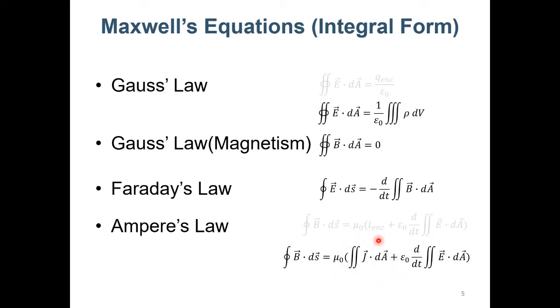We try to make all the terms a single integral, double integral, or triple integral, only these three types. So the Maxwell equation can be written in this form.